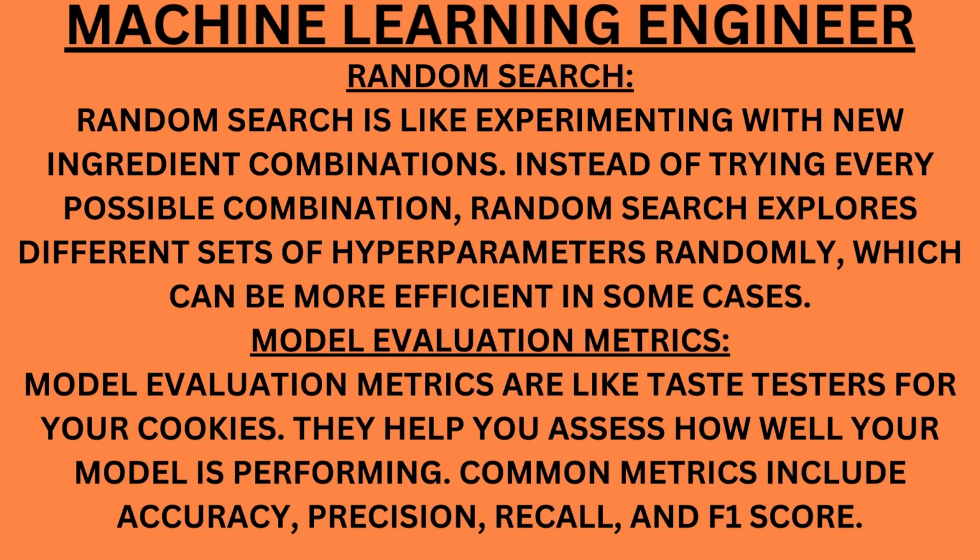Random search. Random search is like experimenting with new ingredient combinations. Instead of trying every possible combination, random search explores different sets of hyperparameters randomly, which can be more efficient in some cases. Model evaluation metrics. Model evaluation metrics are like taste testers for your cookies. They help you assess how well your model is performing. Common metrics include accuracy, precision, recall, and F1 score.